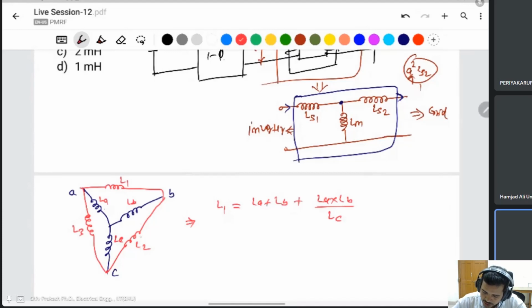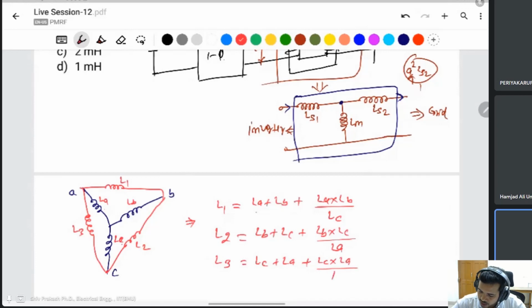You take L2, the same thing: LB plus LC plus LB into LC divided by LA. If you want to calculate L2, then L2 will be LB plus LC plus the multiplication of LB into LC divided by the remaining one, LA. Same thing if you turn into L3: L3 is connected between LA and LC, then LC plus LA plus LC into LA divided by LB.